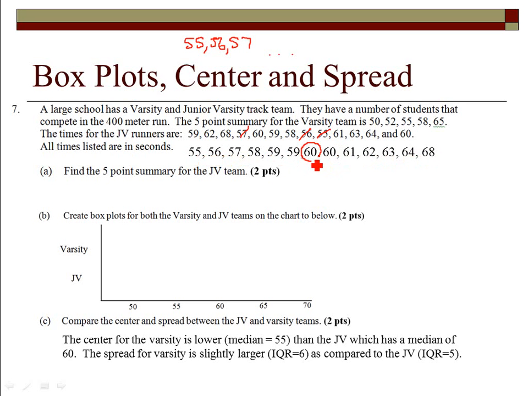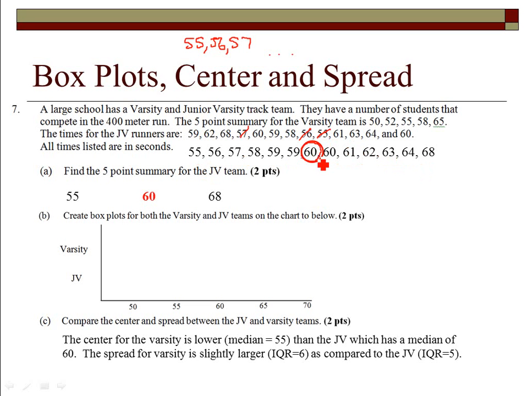Now when I start to write my summary, my lowest point was 55. My highest number was 68. 60 is my median. Now I got to find my quartiles.